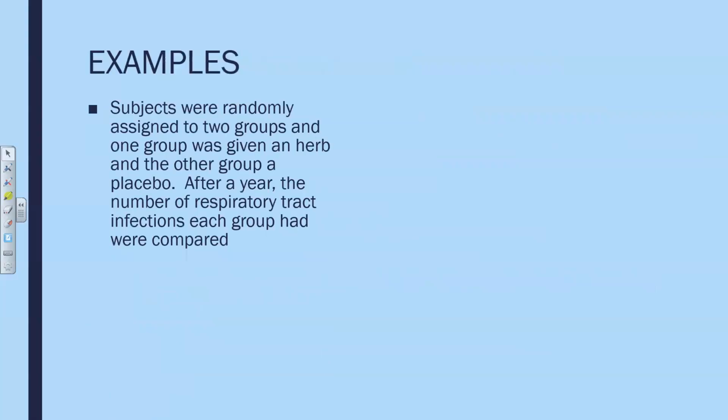Okay, here's a scenario. Subjects were randomly assigned to two groups. One group was given an herb, and the other group was given a placebo, something fake. After a year, the number of respiratory tract infections each group had were compared. Is that observational or experimental? Why? They modified or manipulated it because some of the people got the herb, some people got the placebo, or a fake. That is experimental. We manipulated something.